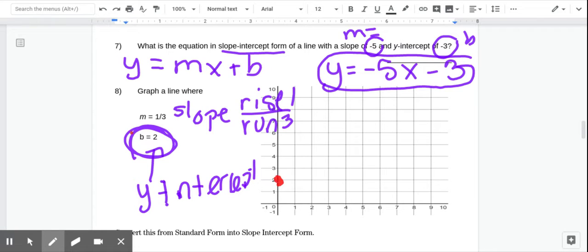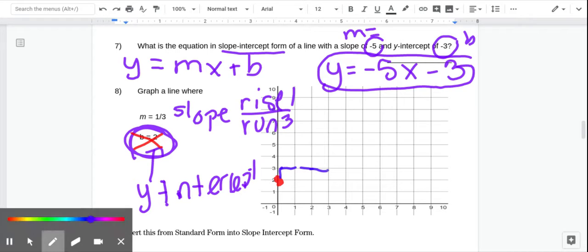Okay, so now I'm all done with that. So now I'm going to rise 1 and I'm going to run 3. So I will rise 1, run 3. 1, 2, 3, and I'll put a new point there. And I will just continue that pattern. Rise 1, run 3. 1, 2, 3. Put a new point right there.